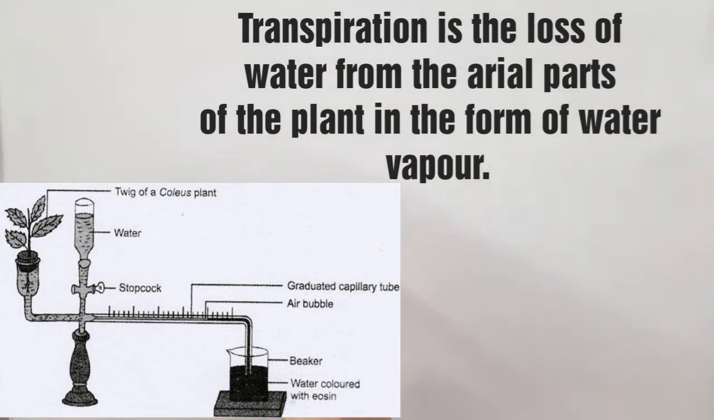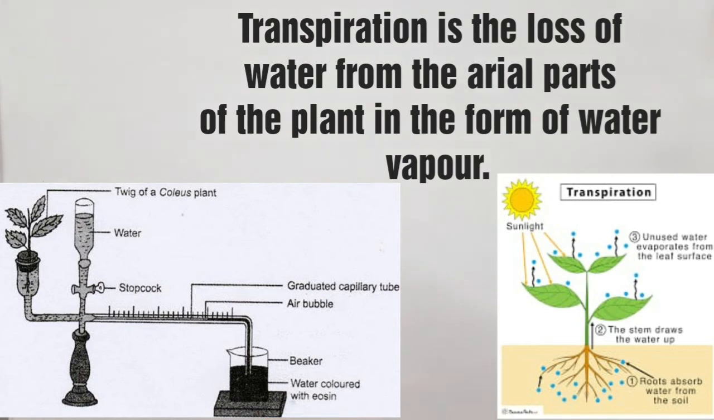As we have seen, transpiration is the loss of water from the aerial parts of the plant. Like leaves, stem are the aerial parts. It is a loss of water from the aerial parts of the plant in the form of water vapor. This is called transpiration. And Gannon's photometer is used to calculate the rate of transpiration.